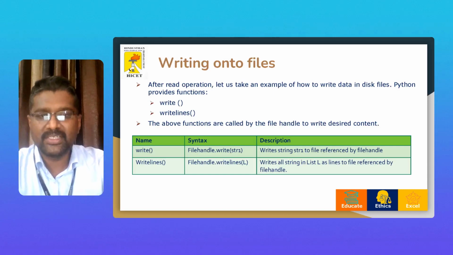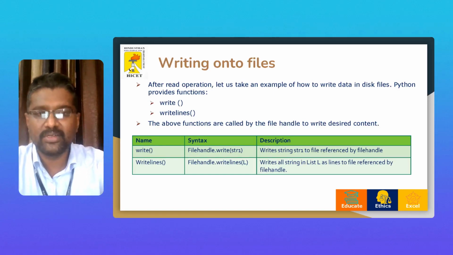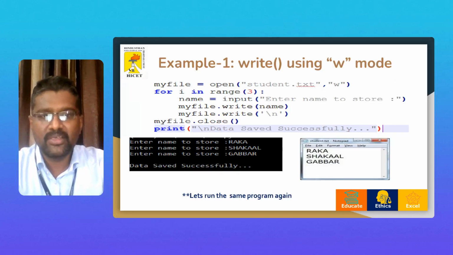So there are three methods under read: read, readline, and readlines. Now we are going to get into write. Here I have two methods, as I said: write and writelines. Write is a method which is used to write the content into the file. Here, W is the mode used to write the content into the text file.